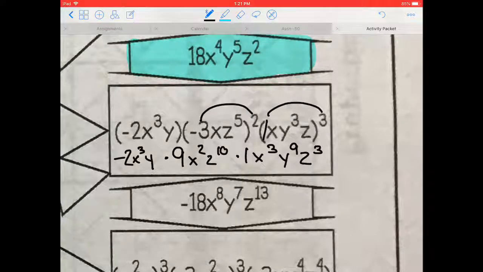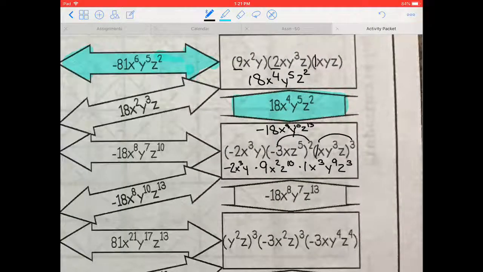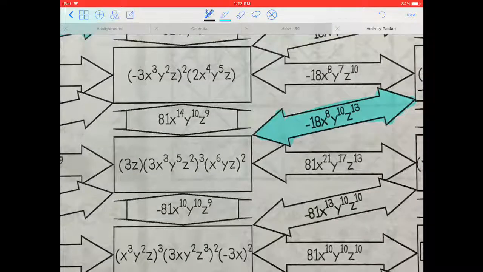Remember, we're multiplying exponents. Now we're going to multiply these 3 monomials and add the exponents. So negative 2 and 9 is negative 18. X, there's 3, 2, and 3, so 8. Y, 1 here and 9 there, so that's 10. Z, 13, 10 and 3. 8, 10, and 13. Here we are. Again, I don't really care if this is neat. All right, next one.